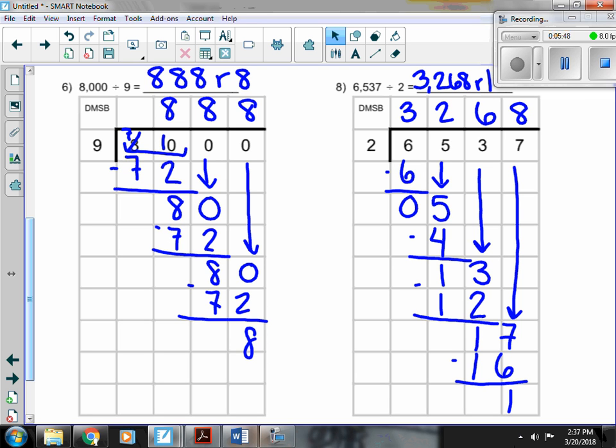Okay. I went through this a little bit quick. If you need to go back and pause it in between problems or try some, you can do that too. But that is our homework for long division.